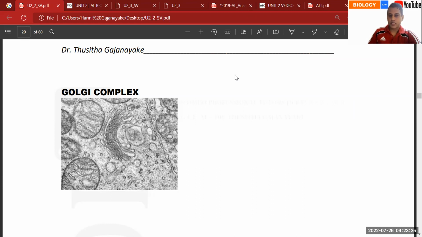Now, if you look carefully at this electron micrograph, which is taken from an electron microscope, precisely a transmission electron microscope because it's not a 3D picture, you can find several structures. This one is a Golgi, right? This one is, sorry, mitochondria. This is a mitochondria, and this one is a Golgi complex.